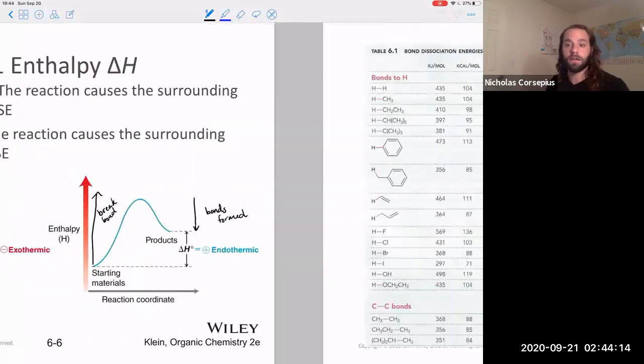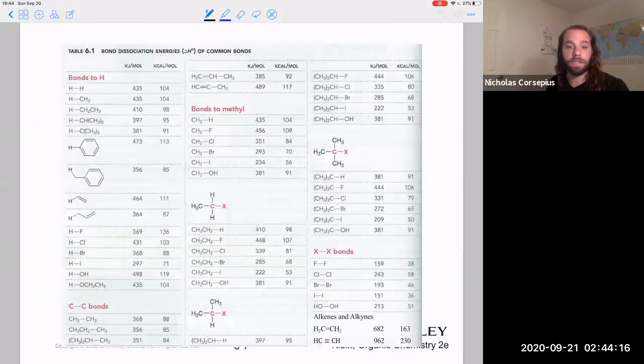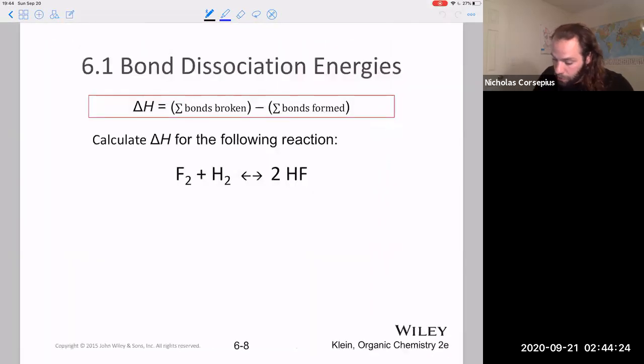Okay, cool. So now let's work on actually using this table to calculate the delta H for a given reaction, right? The delta H is going to be the sum of the energies of all the bonds that broke, how much energy you had to put in to break bonds, minus the sum of the energy that was released when all those bonds were formed.